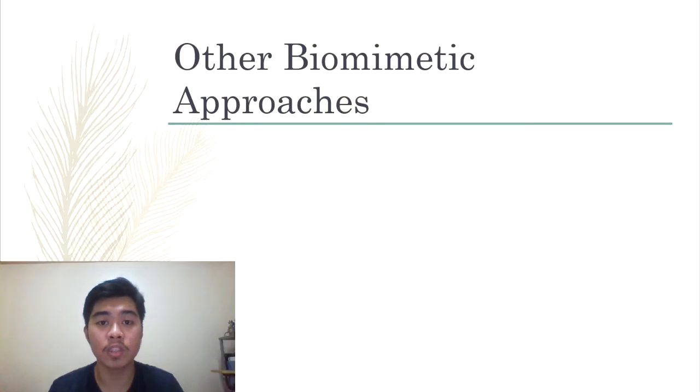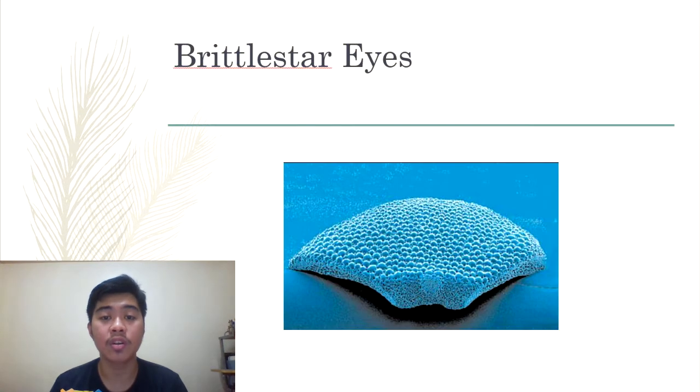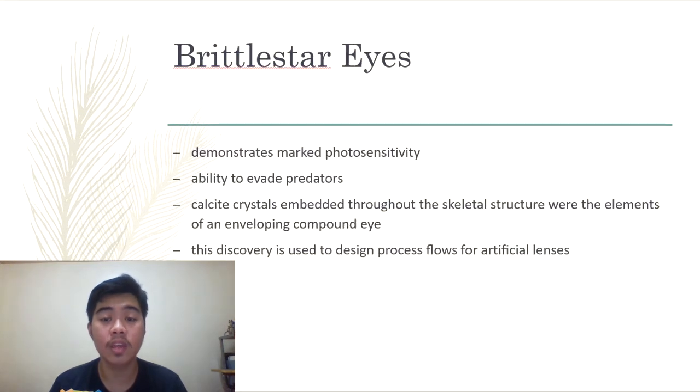Other biomimetic approaches. The first one is the brittle star eyes. Brittle stars are curious creatures. They demonstrate marked photosensitivity and the ability to evade predators, all without readily apparent eyes or a brain. Calcite crystals, embedded throughout the skeletal system, were found to be the elements of an enveloping compound eye. This discovery is used to design process flows for artificial lenses, which also limit birefringence and spherical aberration effects. This may have applications in optical networking equipment and improved photolithography techniques.